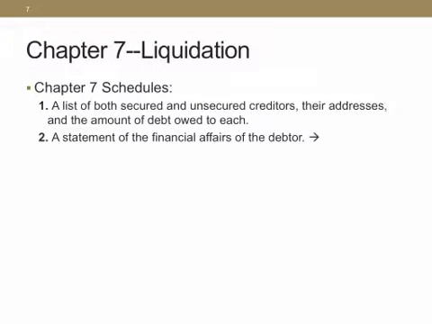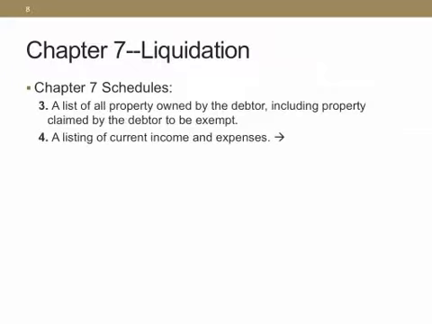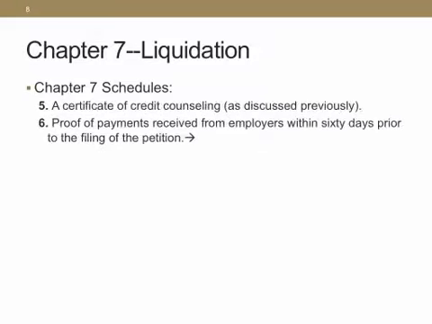There are some schedules under Chapter 7. The debtor needs to list both secured and unsecured creditors, their addresses, and the amount of debt they owe, and a statement of the financial affairs of the debtor. They also need to list all properties owned by the debtor, including property claimed by the debtor to be exempt, and current income and expenses, that certificate of credit counseling that we mentioned, and proof of payments received from employers within 60 days prior to the filing of the petition.